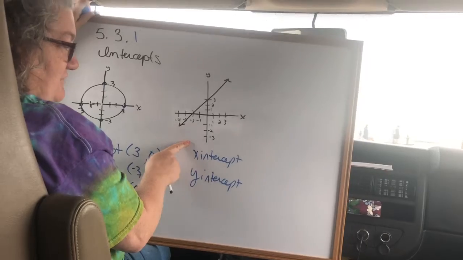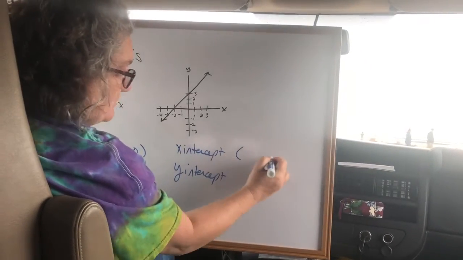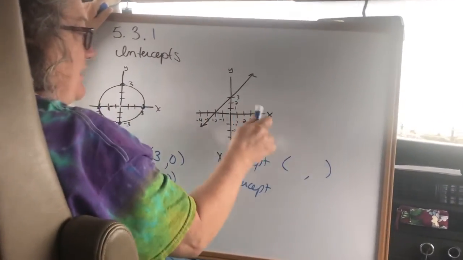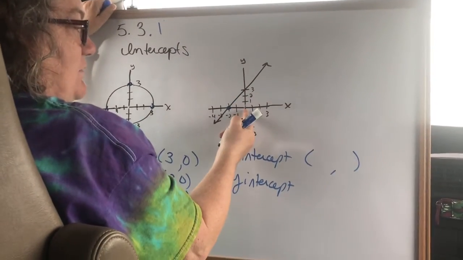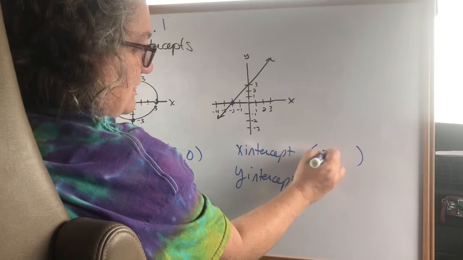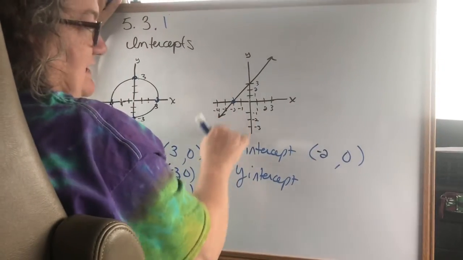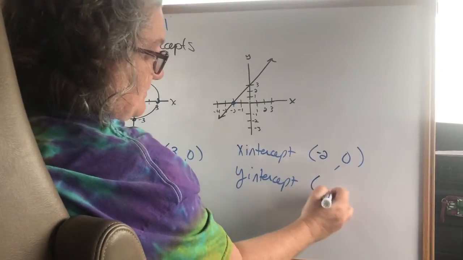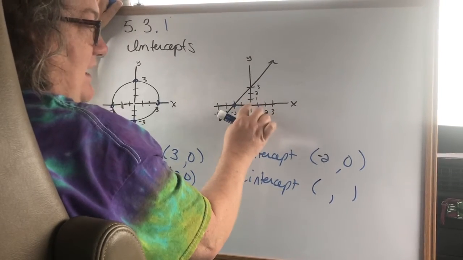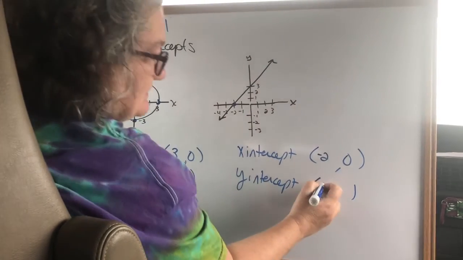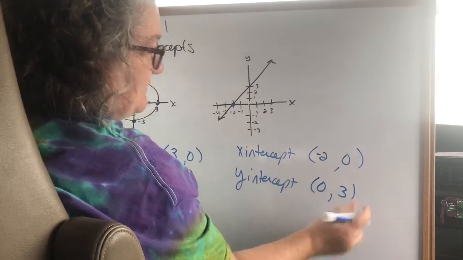Back over here to this graph now. Our x-intercept, what is it going to be? Where it crosses the x-axis is right here. So we go over -2 and we go up 0 or down 0. Our y-intercept, start at 0, 0. We go nothing left or right, and we go up 1, 2, 3. So we have 0 and +3.